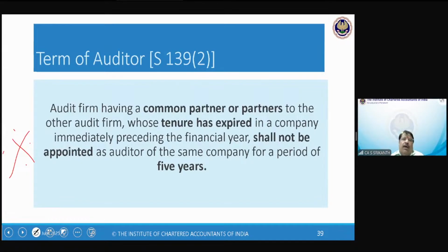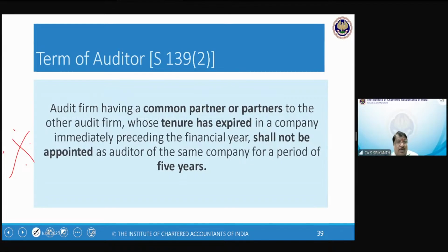So, see, an audit firm having a common partner or partners with the other audit firm whose tenure has expired in a company immediately preceding the financial year shall not be appointed as auditor of the same company for a period of 5 years. You understood? See how easy it is.